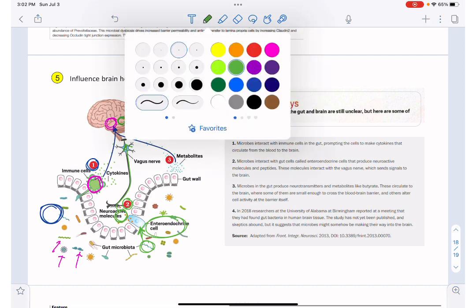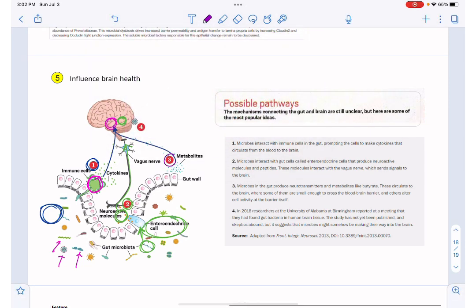A third mechanism that is being proposed is that these microbes are producing molecules on their own. They're producing neurotransmitters and they're producing metabolites. And these products get into the blood and they circulate up into the brain, and some of them may be small enough to cross the blood-brain barrier and actually make their way up into the brain. So that's a third way that they can get up there as well.